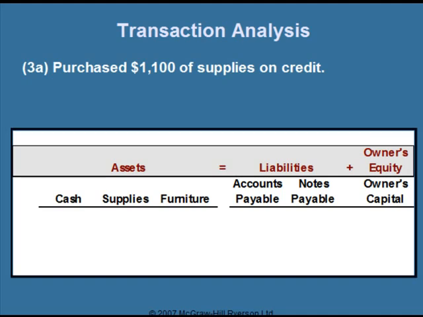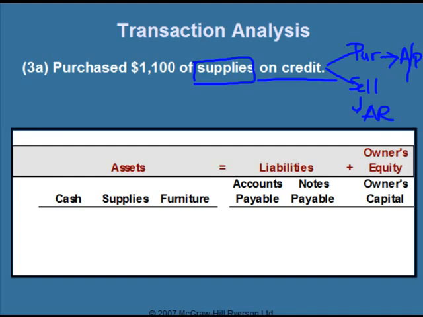This transaction states that the company purchased $1,100 of supplies on credit. So there's that word supplies again. They're purchasing supplies. And then we have this phrase on credit. When you see this phrase on credit, one of two things has to be happening. We either are purchasing something on credit or we're selling something on credit. When we purchase something on credit, you have to make the connection that this is accounts payable. When we sell something on credit, you have to make the connection that it is accounts receivable.